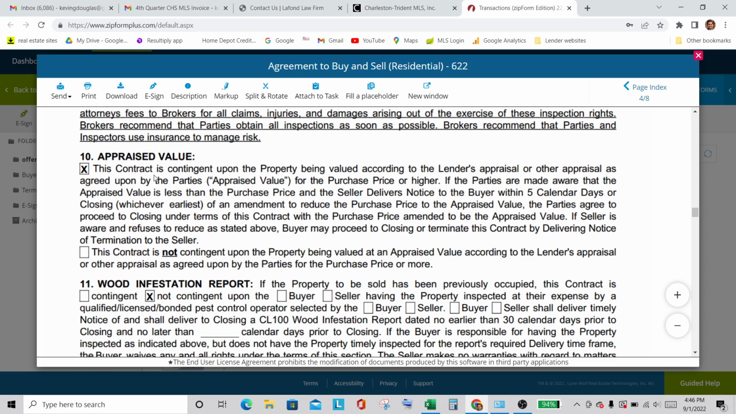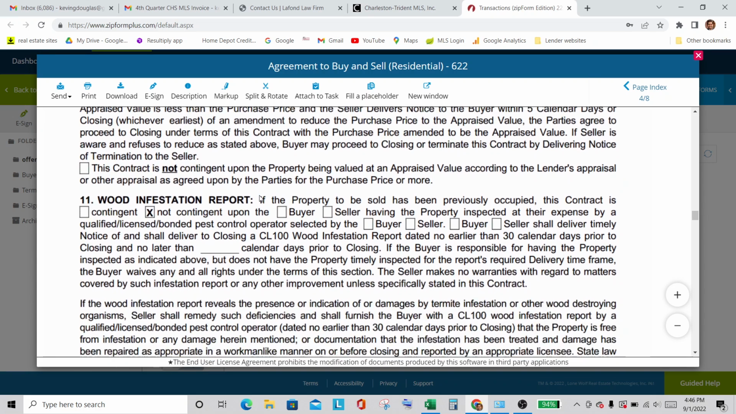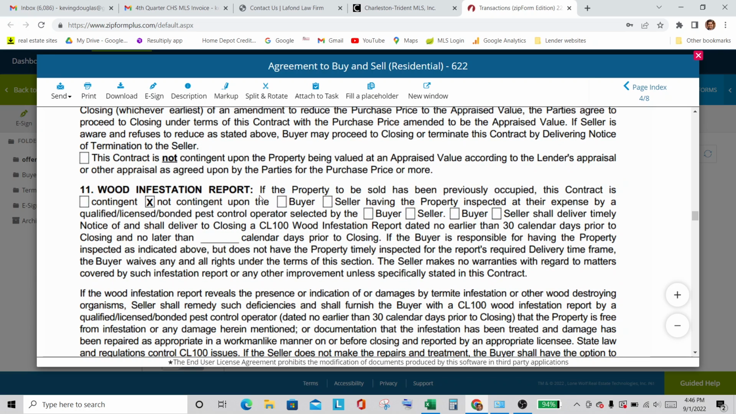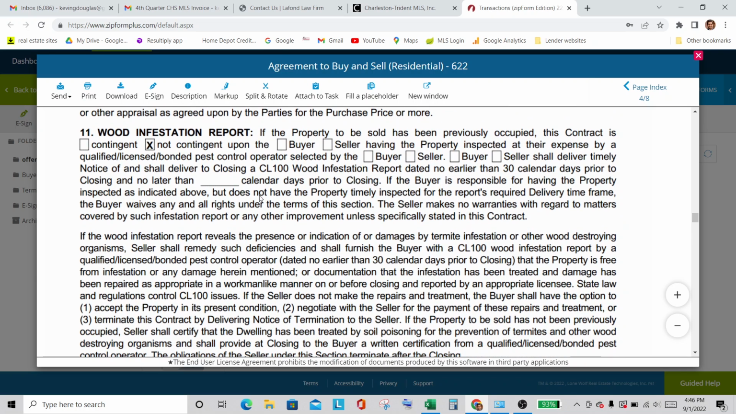Section 10 is whether the contract is contingent on the appraisal of the house, yes or no. Of course, if the house doesn't appraise, you have to go back into negotiations.